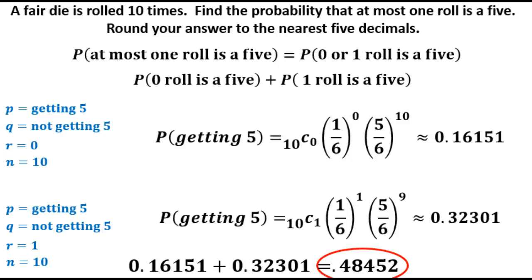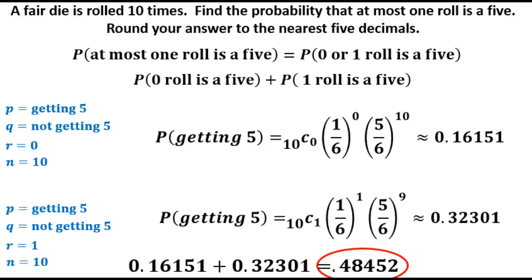Okay, you should have found out that your answer is 0.48452. And again, we found the probability that 0 rolls end up being a 5 and that one roll ends up being a 5, and then we added those two together. That would give us at most one roll, either 0 or 1. That would be the most.